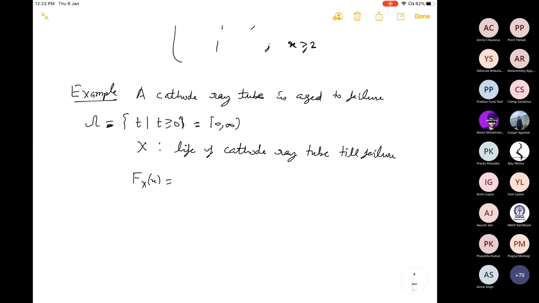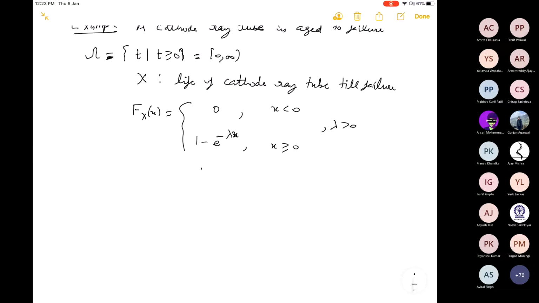So Fx in this case is 0 for X less than 0, and 1 minus e raised to power minus lambda x, where X is greater than or equal to 0. Lambda is positive. So if we plot this Fx, we will get this kind of CDF.